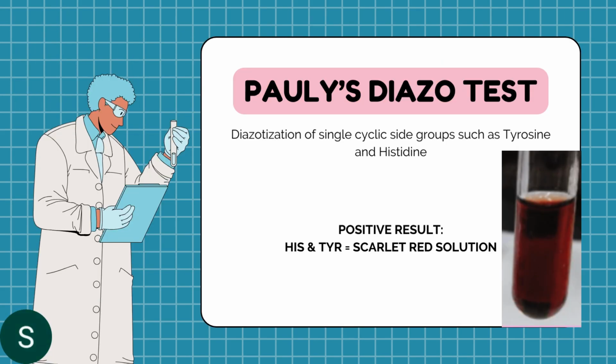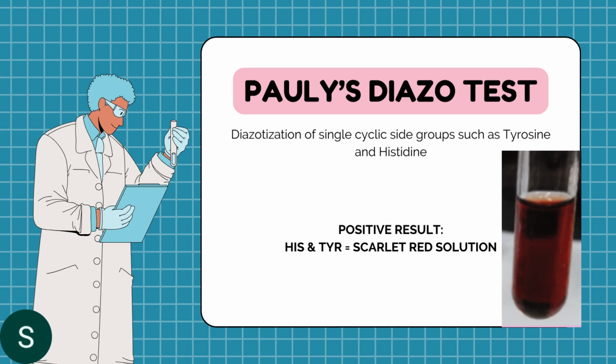So now let's have your Pauly's diazo test. This is a diazotization of single cyclic side groups such as tyrosine and your histidine. Okay? It is based on the principle of coupling between the amino acids and the diazonium ion formed in the reagent. Okay? The Pauly reagent consists of sulfanilic acid dissolved in concentrated hydrochloric acid. The sulfanilic acid undergoes diazotization in the presence of your sodium nitrite and your HCl.